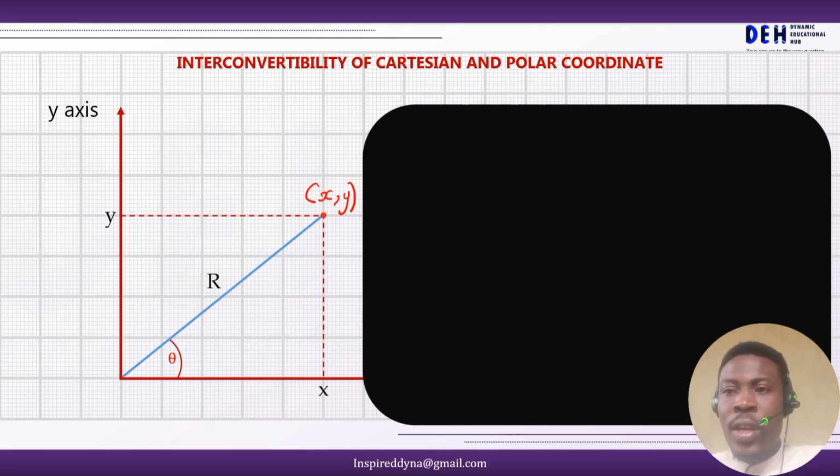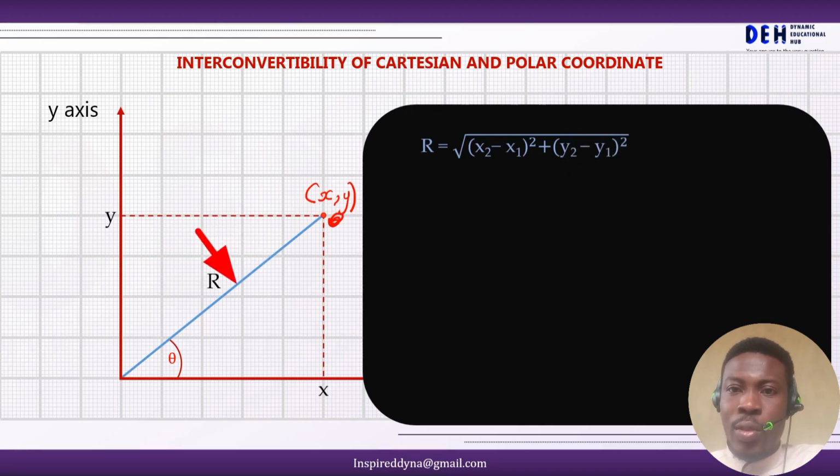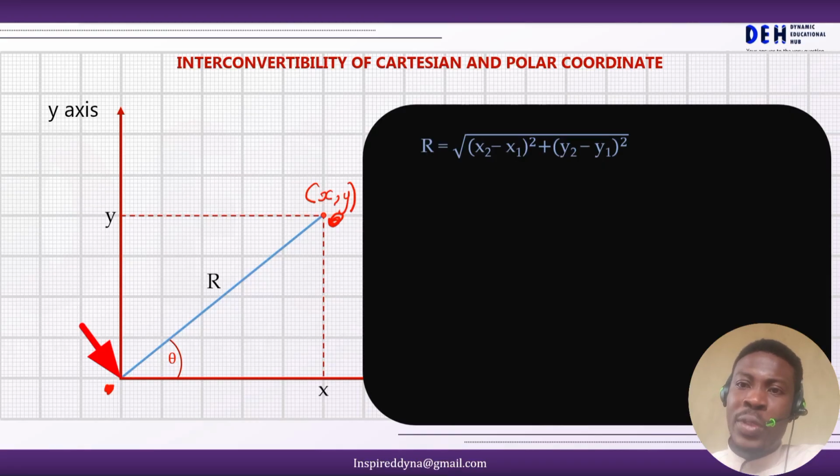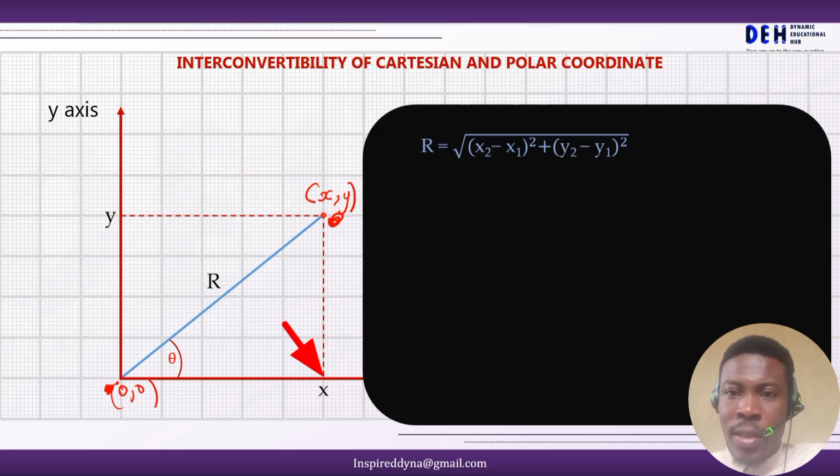To do that is quite simple. You know that r here is the distance between this point and the origin. So you are going to use the distance formula. Now let me show you how to use the distance formula. Between this origin, which is 0, 0, and this point, x, y, if you find the distance, I'm talking about this distance here, what will the distance be?